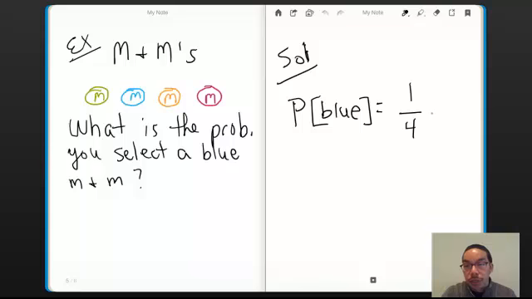If you wanted to, you could do the math and crunch that out, and of course you'll get 25%, or 0.25. Alright, so this was a quick rundown on simple probabilities, and we covered classical probability as well as empirical probability.